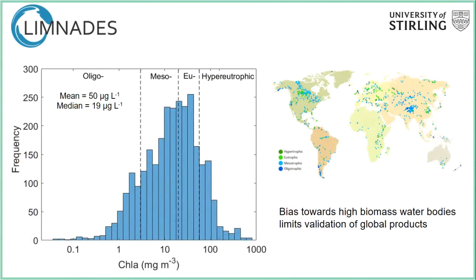The bias is not only geographical, but it's also bias in terms of the type of system that we've got in situ data for. If you think back to that map I showed you earlier, showing the trophic state of the 1,000 of the world's largest lakes, the vast majority were oligotrophic or mesotrophic in character, but actually our in situ data is very much biased towards eutrophic systems. And partly that's because historically a lot of projects that were funded to collect in situ data were interested in high biomass systems where we had harmful algal blooms, and that's very much biased the in situ data we have for validation towards those systems.